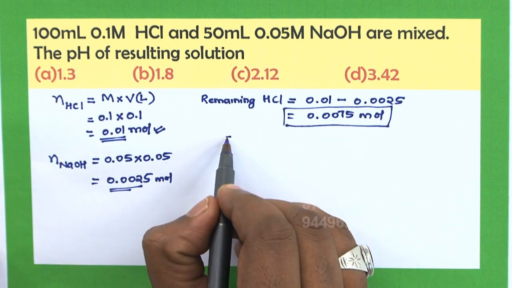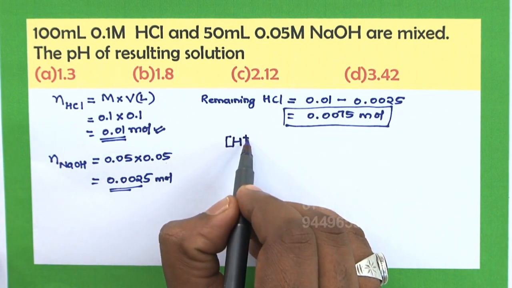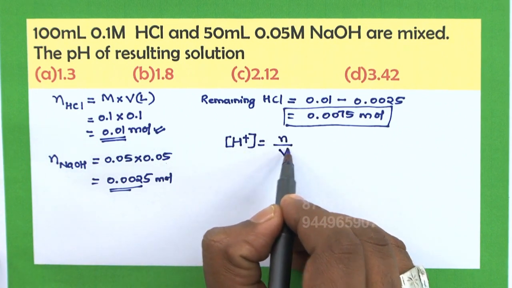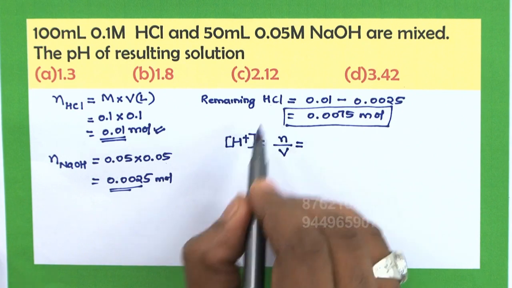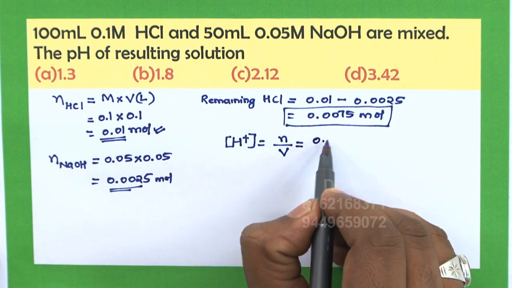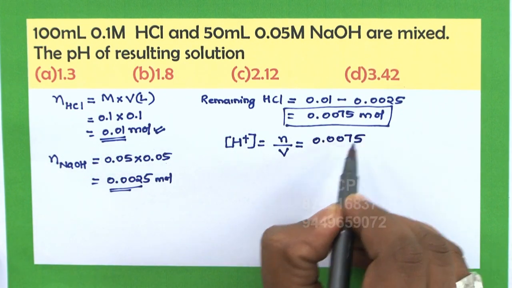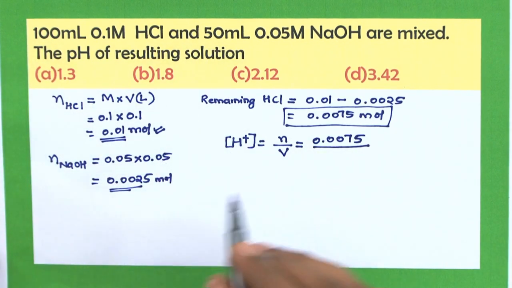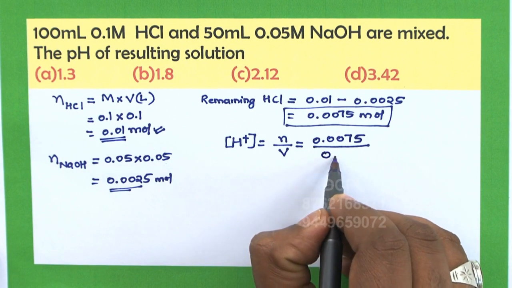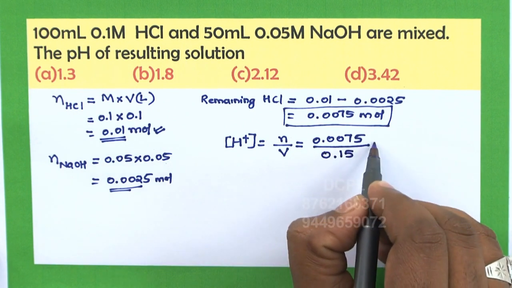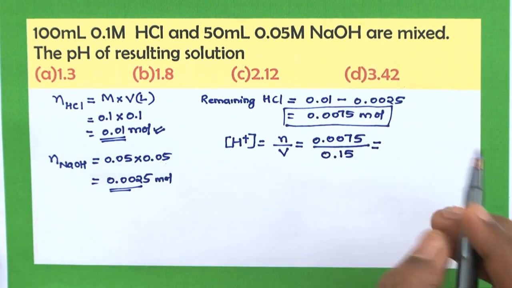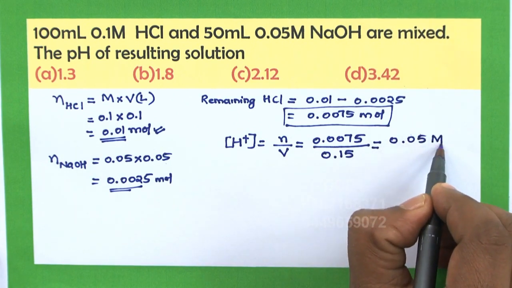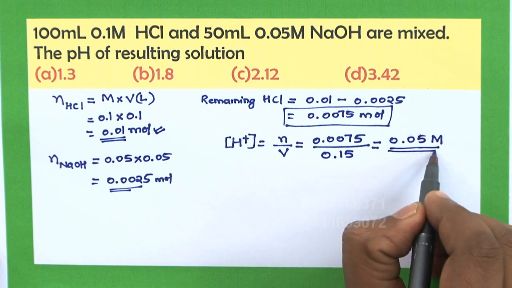We require the concentration of H plus ion, and you know that the molarity is given by the formula number of moles divided by the volume. So the number of moles of HCl is 0.0075 divided by the volume. Volume is 100 plus 50, that is 150 ml, which is 0.15 liter. If you calculate it, you get a value equal to 0.05 molar. So this is the concentration of the remaining HCl.